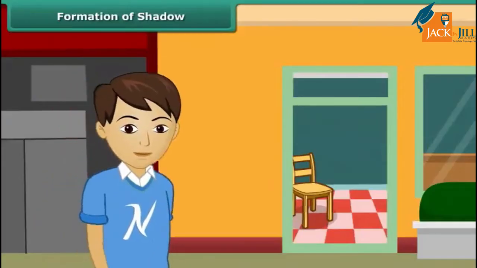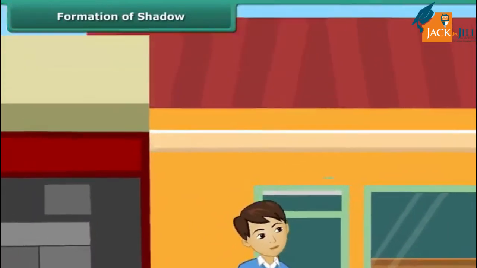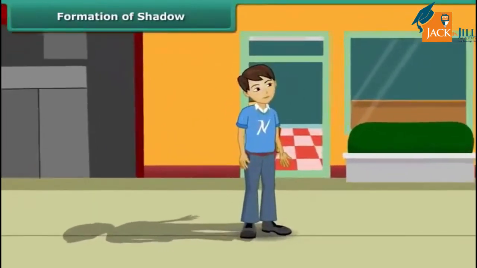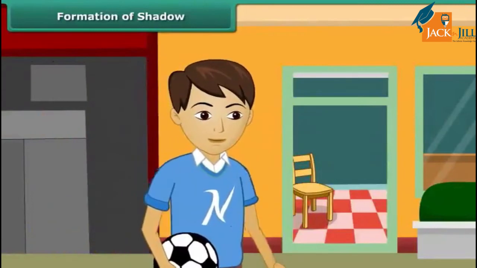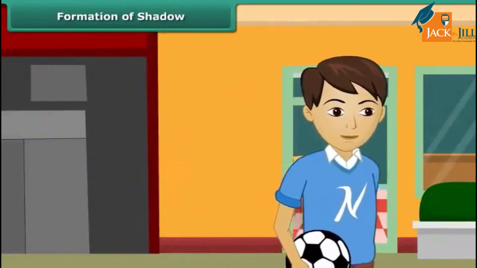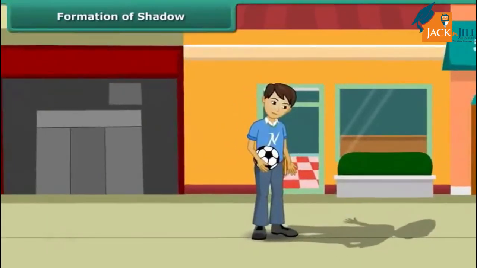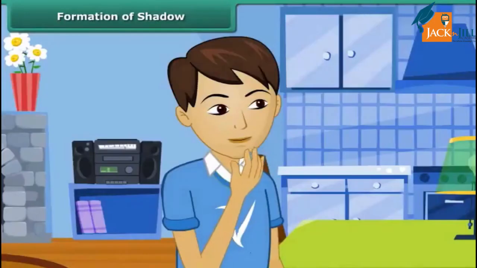On a Sunday morning, you are on your way to the market to buy some milk. The sun is shining bright on your face. You see your shadow on the ground behind you. The same day in the evening, you are out in the park playing football. The sun's rays fall on your back. You see your shadow on the ground in front of you. After a while, the sun sets. There are no more shadows. You are confused.